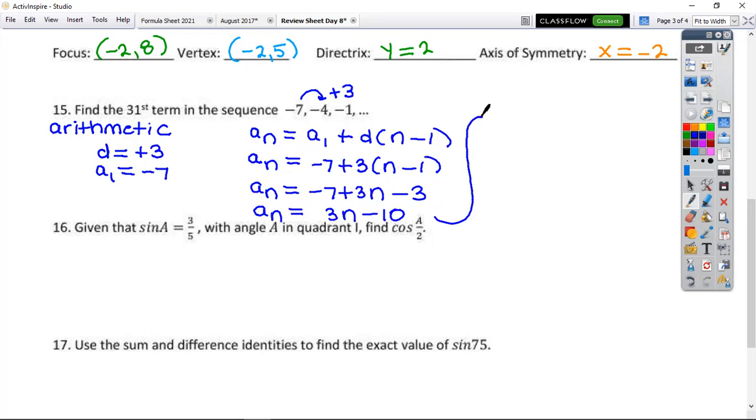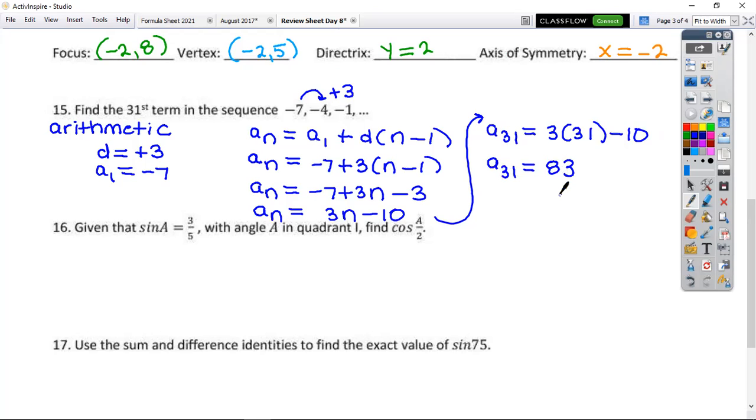And then lastly, we replace it with the 31st term. So A sub 31 is equal to 3 times 31 minus 10. All right, and minus 10, answer would be 83. So equal to 83. Okay. Guys, any questions on those so far?